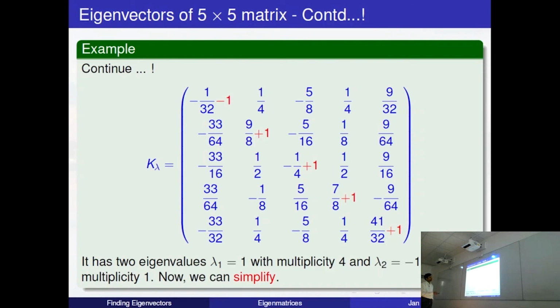What I normally do is, because I need 4 eigenvectors for lambda 1, I pick the last 4 columns and then subtract -1. Subtract -1 means add 1, so you simply add 1 to the diagonal entry. So that means those last 4 are the eigenvectors of lambda 1 equal to 1. And then lambda 2 with multiplicity 1, so you need 1 eigenvector, that means you subtract 1 from the first one. So it's going to be the eigenvector for lambda 2.